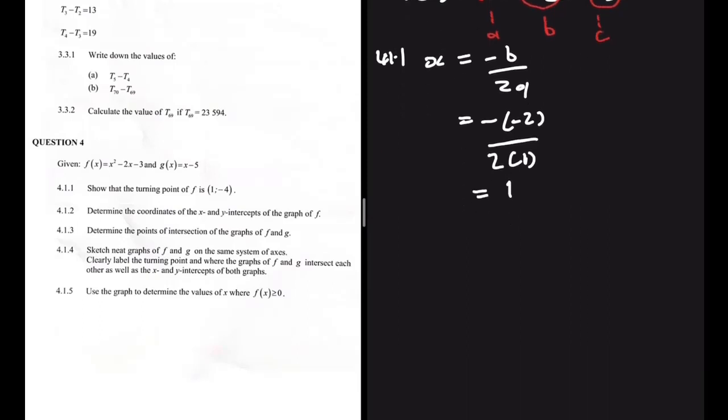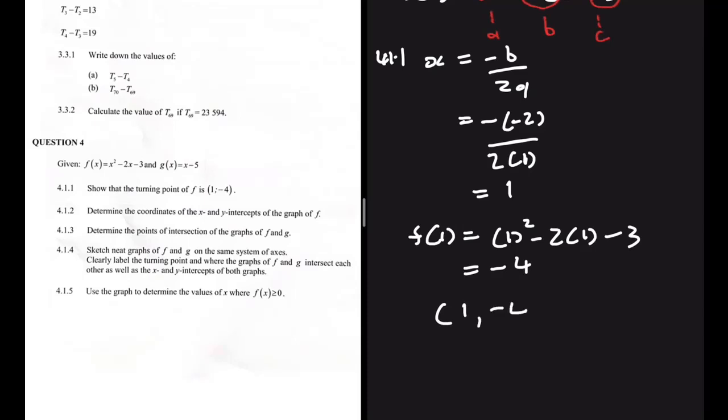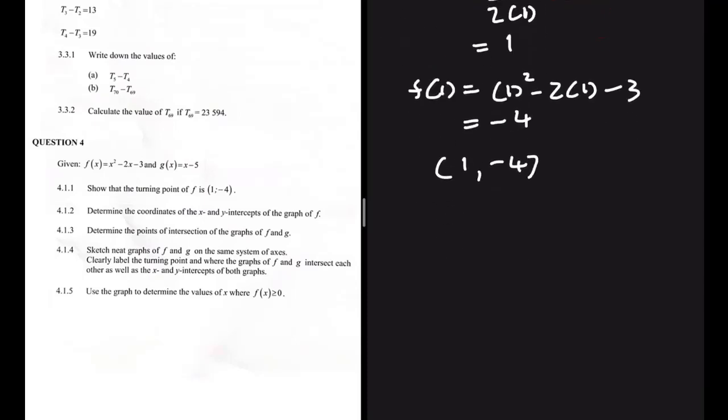Now to find the y value, we're going to say f of 1. We substitute 1 into f of x. We're going to get 1 squared minus 2 multiplied by 1 minus 3. So 1 squared is 1, minus 2, that is minus 1, minus 3, we have minus 4. And as you can see, we have shown that the turning point is at x equals 1 and y equals minus 4. Let's move to the following question.